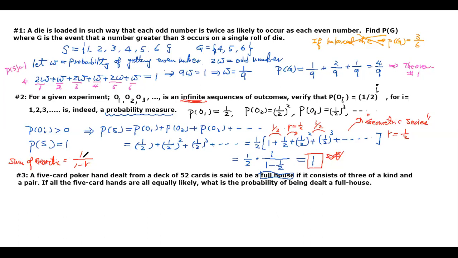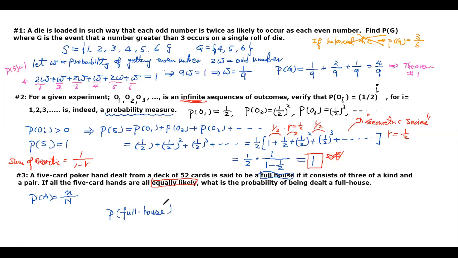So if all the 5-card hands are equally likely, the key words here are equally likely. Now I want to find the probability. What is the chance I'm going to get a full house? For this problem, I'm going to use the probability of A is equal to lowercase n over uppercase N. Because every hand is equally likely, I want to find the full house.